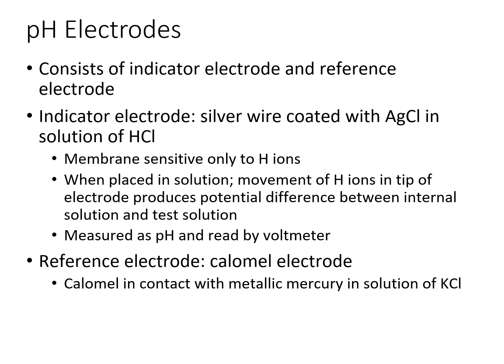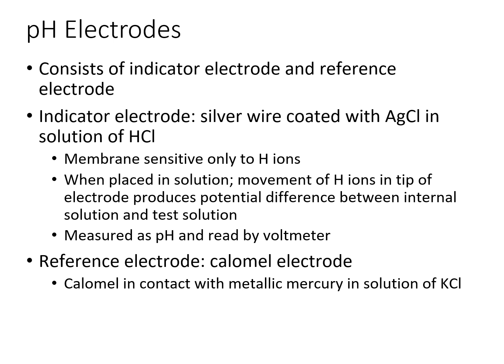So the pH electrode, some components of that: it has an indicator electrode. It usually is a silver wire that's coated in silver chloride in hydrogen chloride solution, with a membrane sensitive only to the hydrogen ions. And then we have the reference electrode. It's a calomel electrode, in contact with the metallic mercury in the potassium chloride solution.